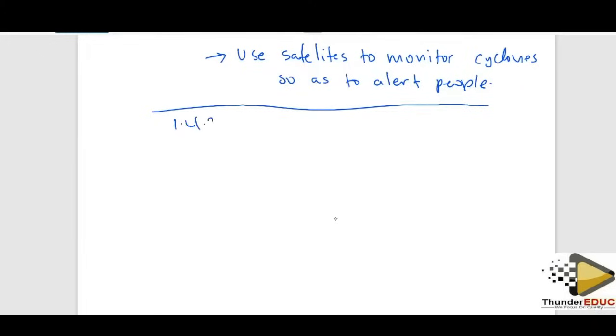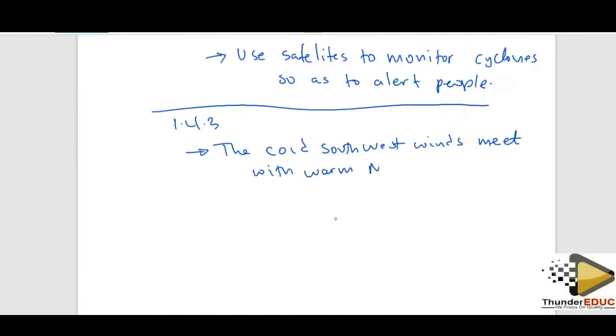1.4.3. So we're going to say that the cold southwest winds meet with warm northeast winds over the interior, over the interior of a low pressure.